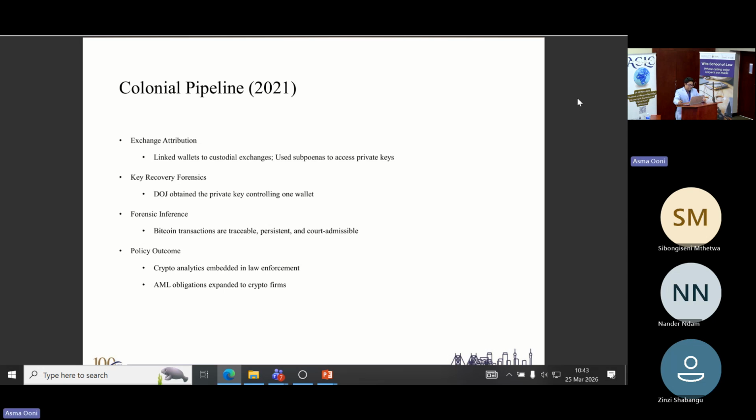So what are the policy outcomes? Now they have used this analysis. As I told you, you can actually get this on-chain analysis. And there are now reporting obligations in place. So people are thinking on this. By that way, they try to recover at least some crypto from this kind of fraud.